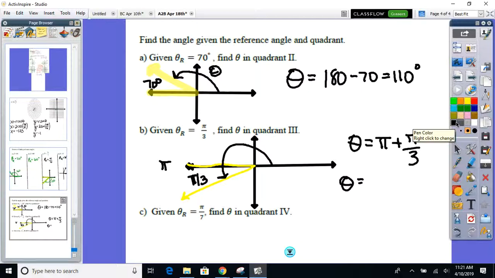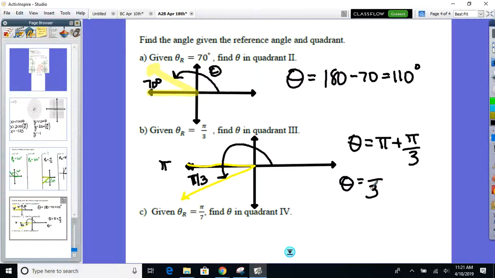What do you got to make this if I want a denominator of 3? What goes on top if it's got to be pi? 3 pi over 3 plus pi over 3. What's that angle? 4 pi over 3. Yep.